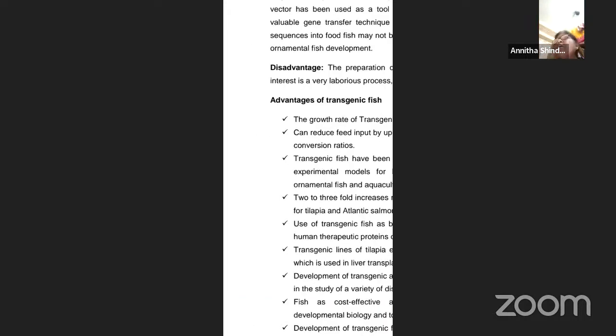Now we have seen the different methodologies or the techniques that are employed for the production of the transgenic fish.